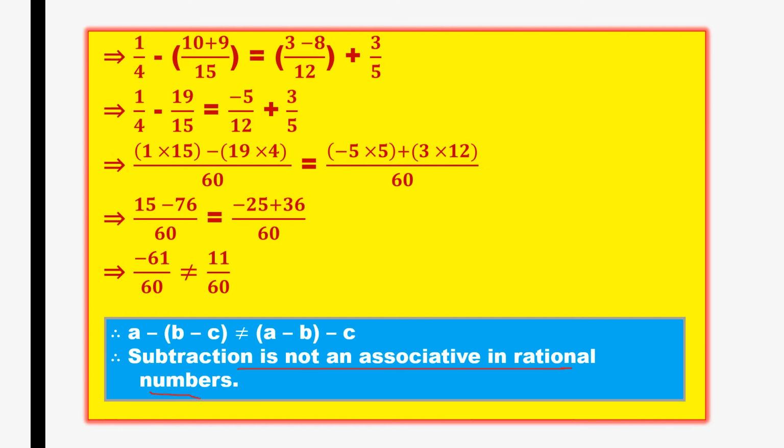Because when you take this property in subtraction, it is not giving equal answers on both sides. So we can write, subtraction is not associative in rational numbers. Let us go to the next question.